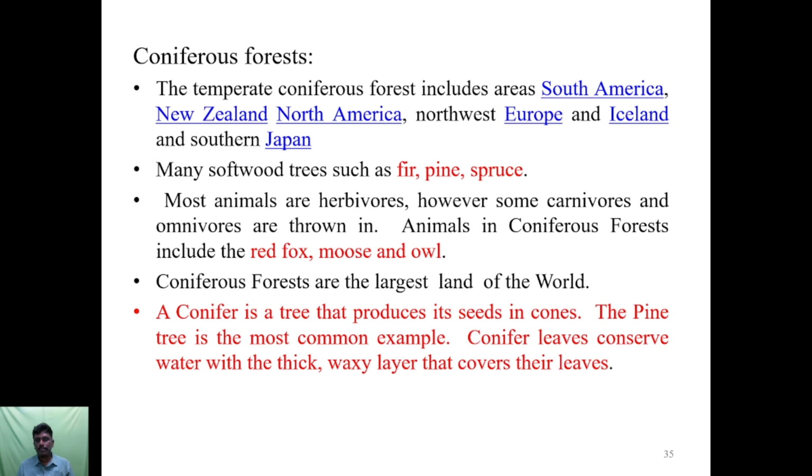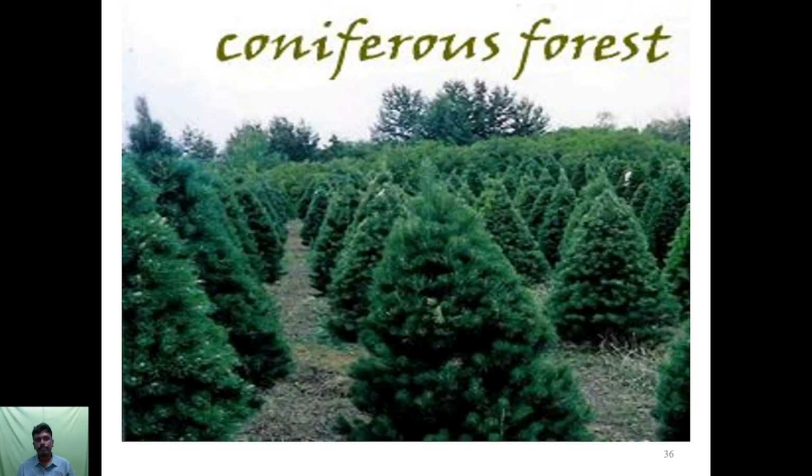Coniferous forests are the largest land forests of the world when compared to other forests. A conifer is a tree that produces its seeds in cones. The pine tree is the most common example. Conifer leaves conserve water with a thick waxy layer that covers their leaves. This figure shows the types of trees available in coniferous forest.